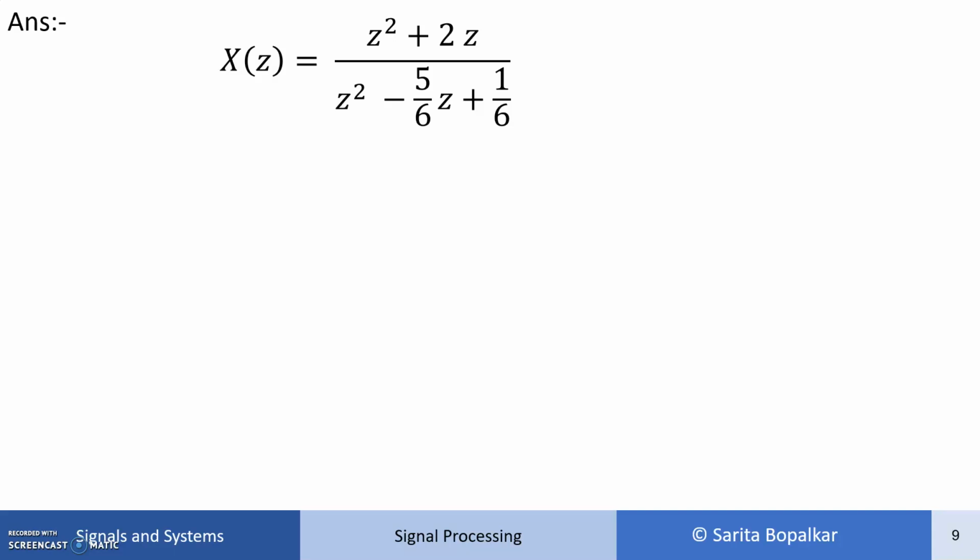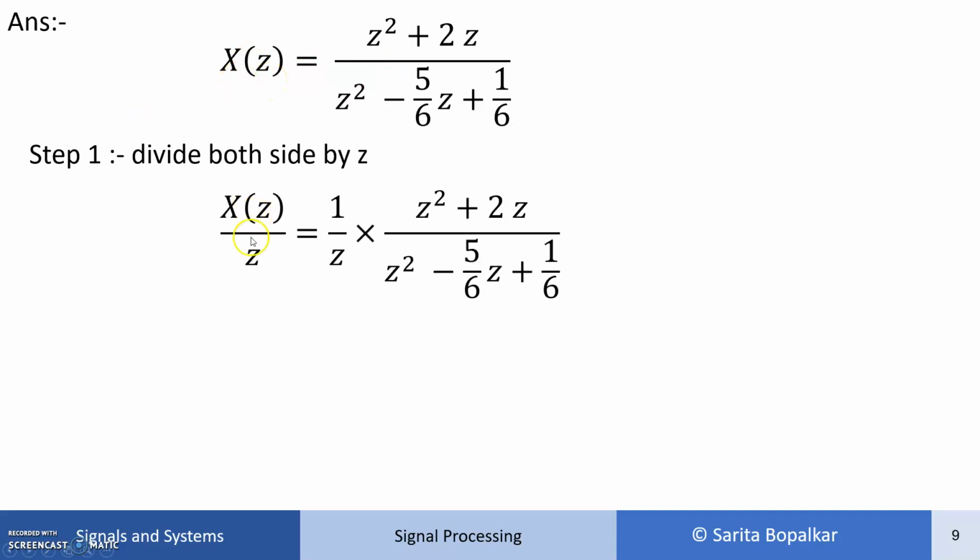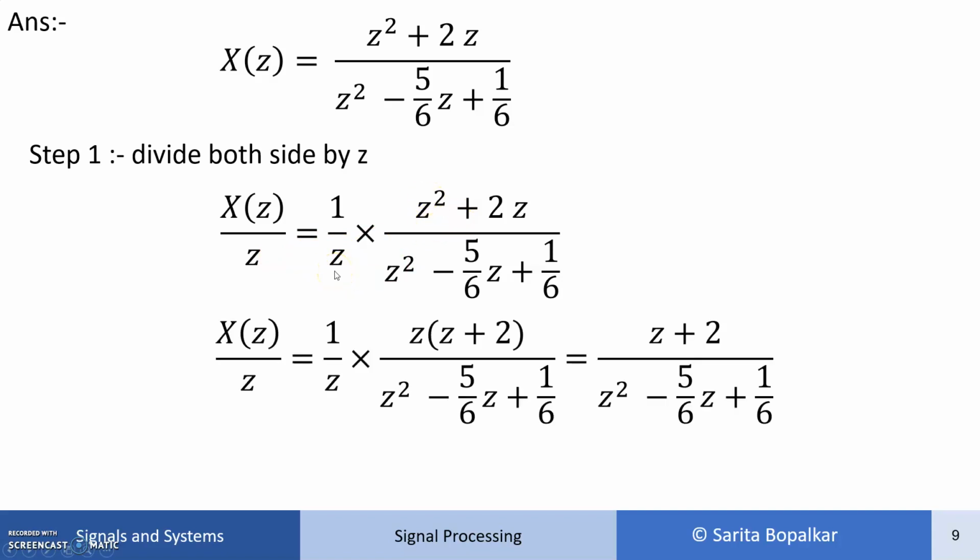In case of partial fraction for Z transform, we always apply partial fraction to X(z) upon z. That's why the first step is to divide both sides by z. So X(z) upon z is equal to 1 upon z times X(z). Now z is common here and it will get cancelled. So our X(z) upon z is z plus 2 divided by z square minus 5/6 z plus 1/6.